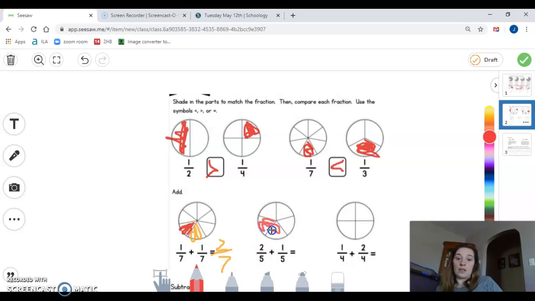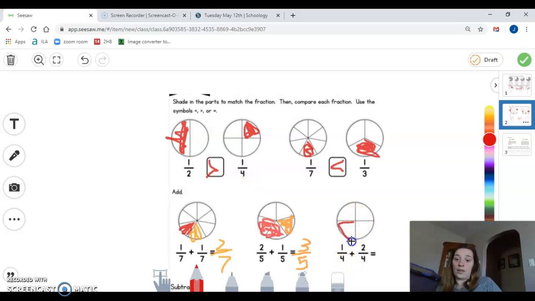Now on this one, I'm going to go back to my red and I'm going to shade in 2/5. 1, 2. Then I'm going to go back to my orange and I'm going to shade in this guy, which is just 1/5. So I'm going to shade him in. So how many parts do I have shaded all together? 1, 2, 3. Good. And then how many parts are there in the whole circle? Right, there's 5. 3/5.